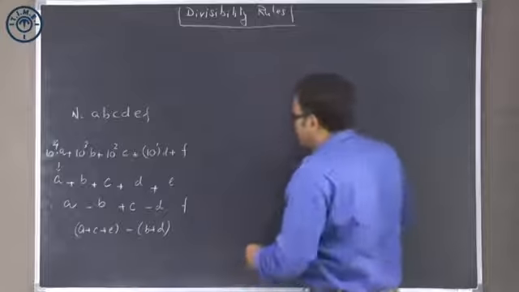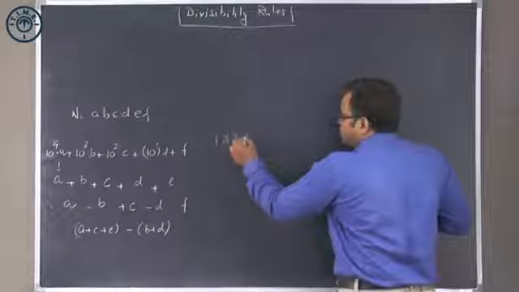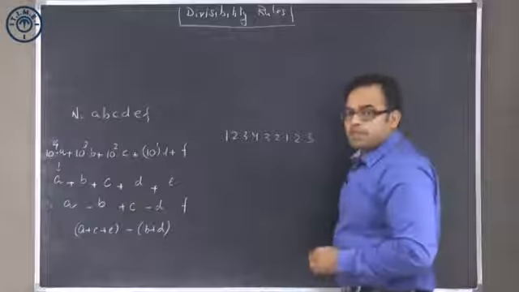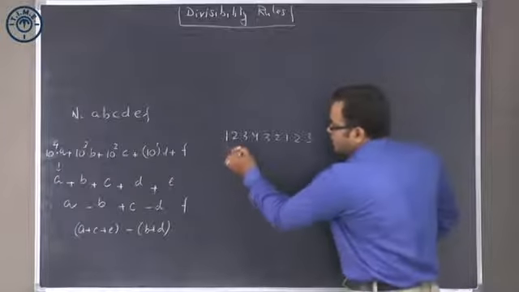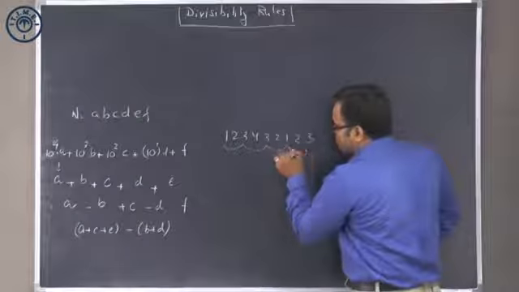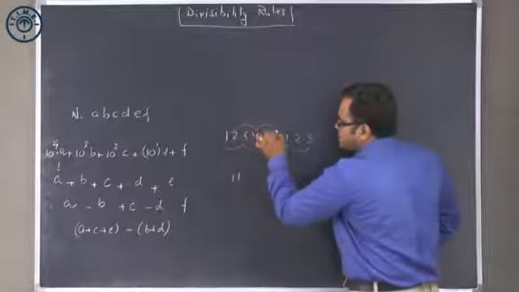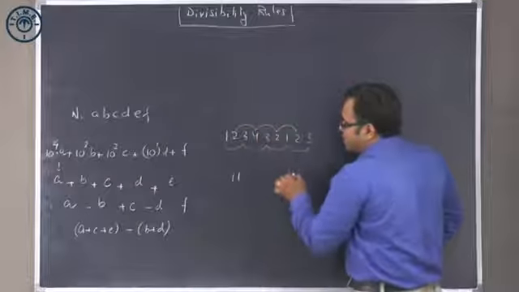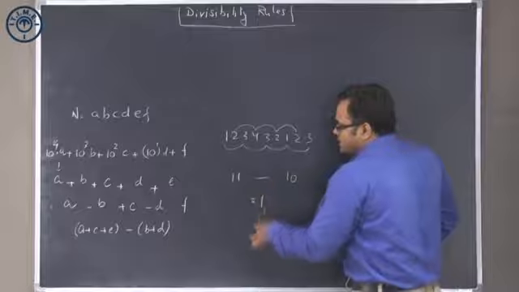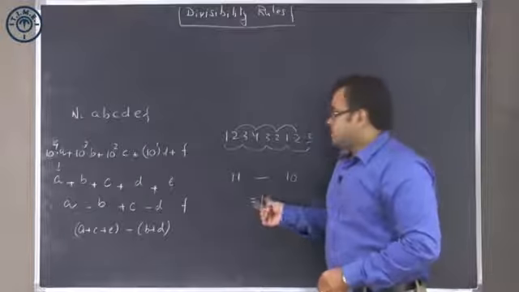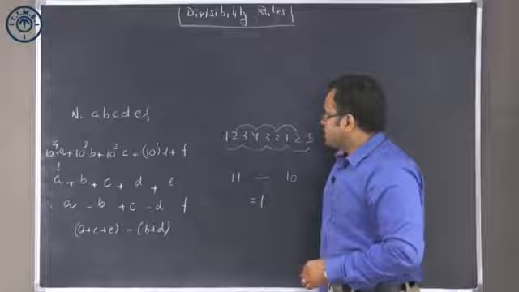So let's take an example. Let us say the number is 1 2 3 4 3 2 1 2 3. For this number, 1 plus 3 is 4, plus 3 is 7, plus 1 is 8, 8 plus 3 is 11 on one side, and 2 plus 4 is 6, 6 plus 2 is 8, 8 plus 2 is 10 on the other side. 11 minus 10 is equal to 1. Because the difference is not divisible by 11, this number is not divisible by 11.